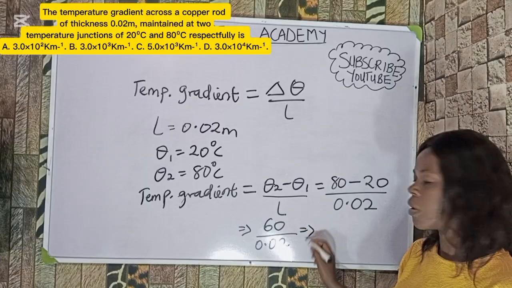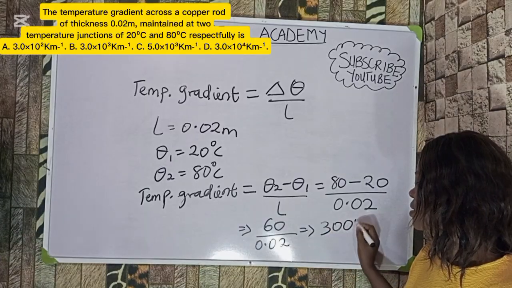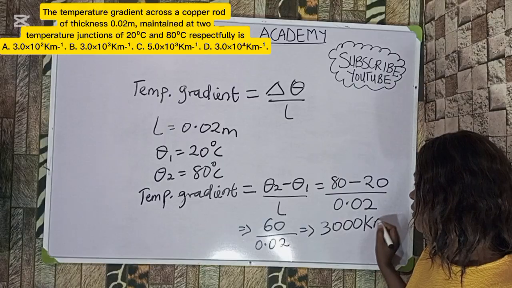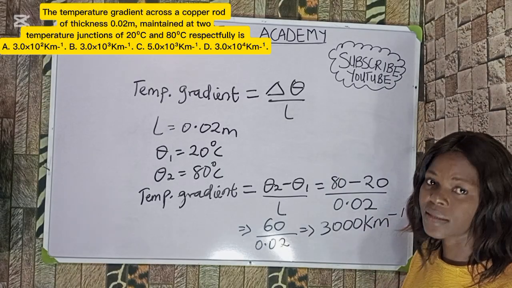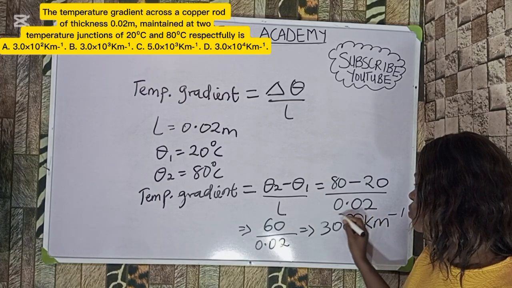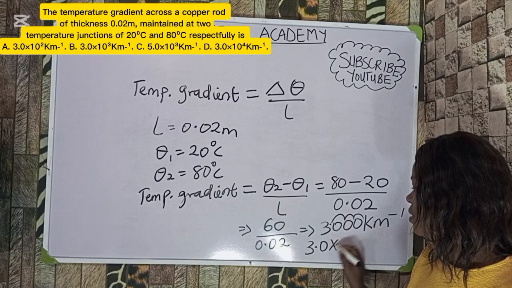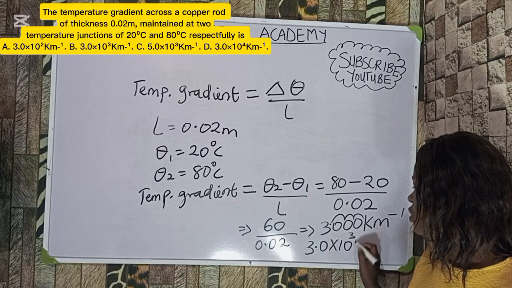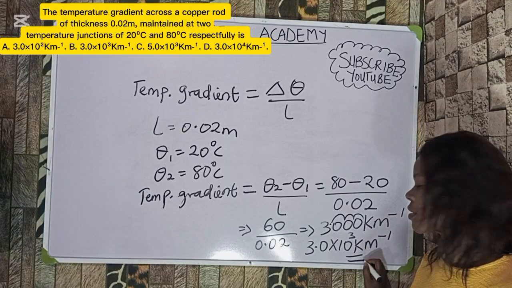0.02. All right, so by the time you divide, it's going to have 3000 Kelvin per meter, right? But because the question left it in standard form, so you're going to take it up by saying this is what? 1 to what? 3. So this is 3.0 times 10 to the power of what? 3 Kelvin per meter. Do we understand?